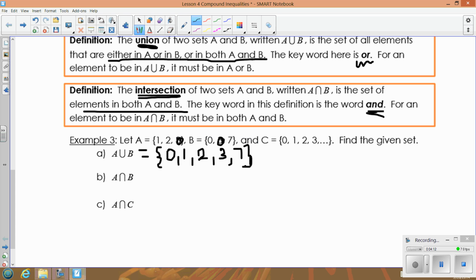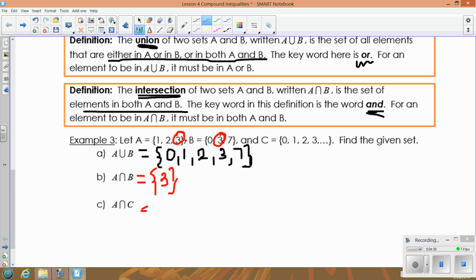The intersection means what's in common between just those sets. So what's in common? Well, I go 1, I don't have 1 in B. I go 2, don't have 2 in B. 3, however, is in both A and B, and it's the only element that's contained in both. So that means the intersection is going to be 3.